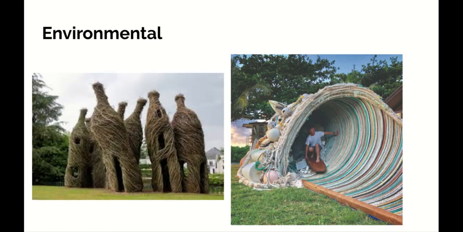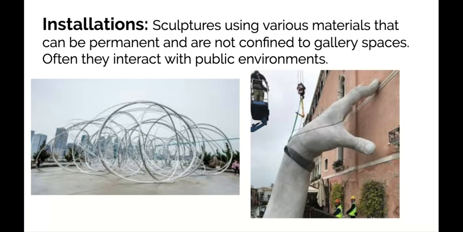And then environmental sculpture is a sculpture usually created from natural materials, and they are out in the open air. And there are also sculptures that typically have some type of interaction with the environment. So, as you see on the example on the left, you can actually walk through those hay sculptures. And then with the wave example on the right, you could go in and pretend that you were surfing and take a photo. So there's a lot of interaction with environmental sculptures.